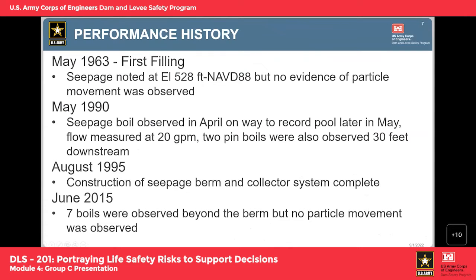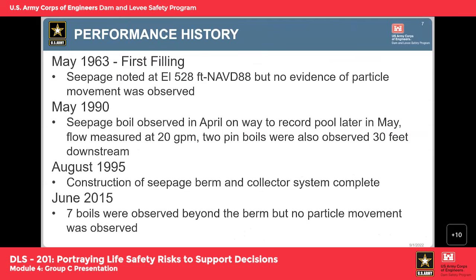Unfortunately, in May 2015, the pool got back up to 590.7 again, and just beyond the seepage berm, 3 pin boils were observed. These were flowing. A few days later, it increased to 7, so from that original 3 to 7.